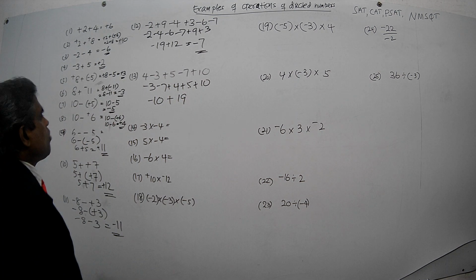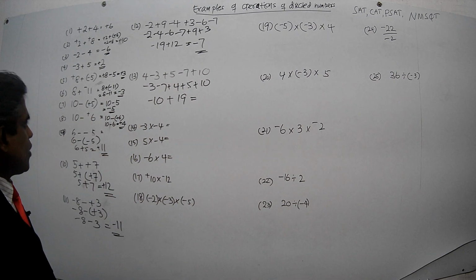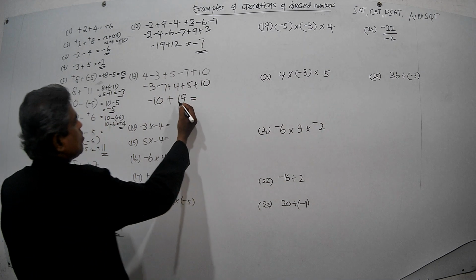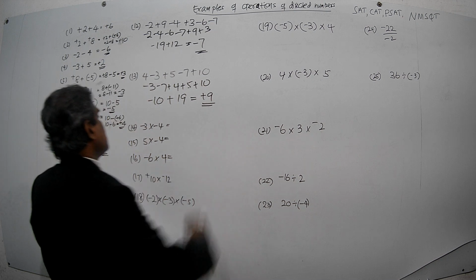Now you have two numbers of different signs. When you have two numbers of different signs, subtract. So what is the sign of the larger number? Here the larger number is 19, its sign is positive, therefore the answer is 9 and the sign is positive, right?